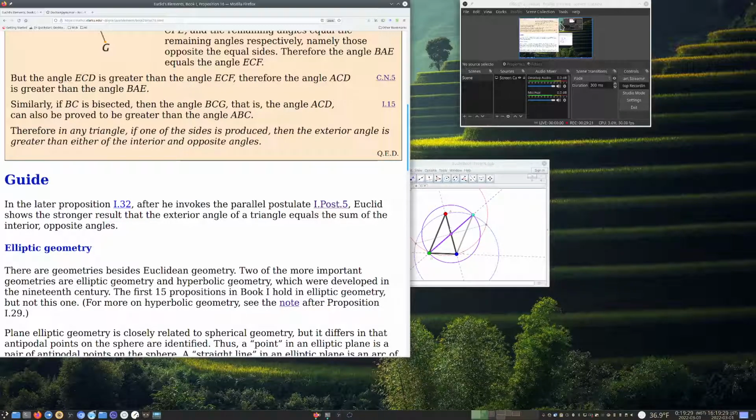There are geometries besides Euclidean geometry. Two of the most important geometries are elliptic geometry and hyperbolic geometry, which were developed in the 19th century. The first 15 propositions in Book 1 hold in elliptic geometry, but not this one. Right, okay. For more on hyperbolic geometry, see the note after proposition 1.29.